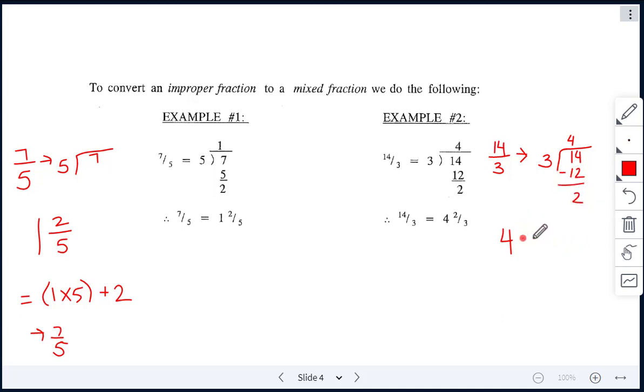So we end up with our denominator still the same. It's going to be kept as 3. And then our numerator here will be 2. And check it again. Take your whole number, multiply it with the denominator. It's 4 times 3. So 4 times 3 is 12. Add the 2, and that gives me 14. Keep the denominator the same. So we still can go back to 14 over 3.